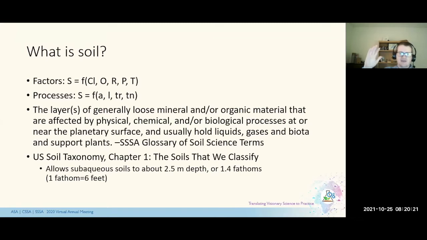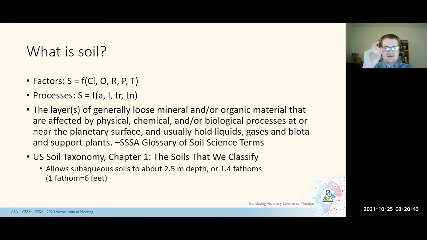Essentially, it's a page and a half, because they don't have a simple definition for soils. They just talk extensively about situations where soil taxonomy applies. And that does allow, since the second edition, subaqueous soils to a depth of about 2.5 meters of water. So if you've got less than about 2.5 meters of water, soil taxonomy says you can have subaqueous soils.